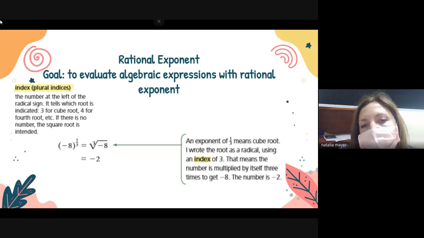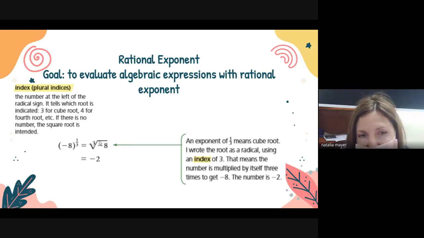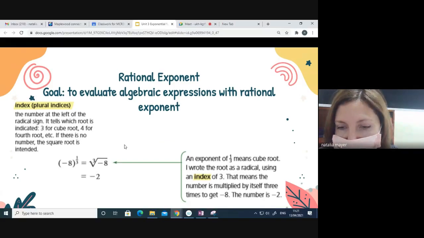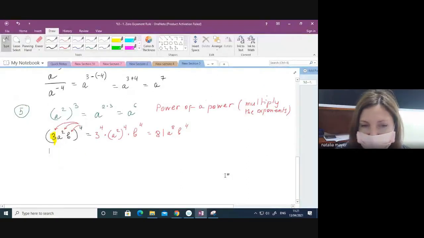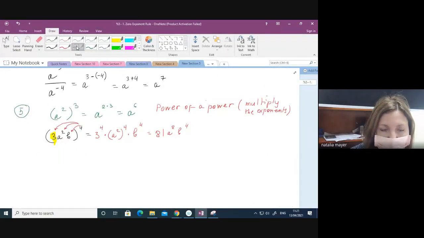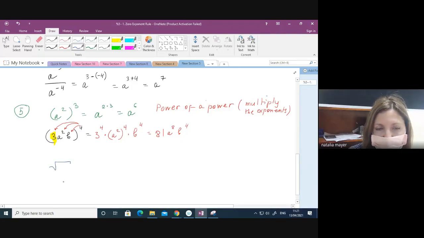Okay, so rational exponents. Rational exponent is actually the same thing as a radical sign. So far, the only radical you are really familiar with is what? A square root. So square root is the radical which you are familiar with.